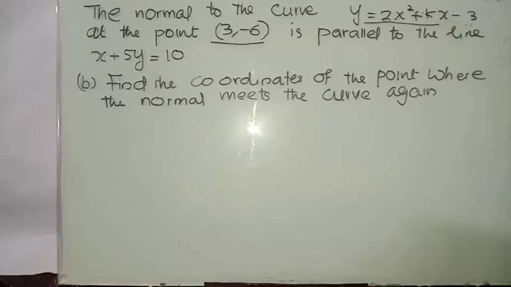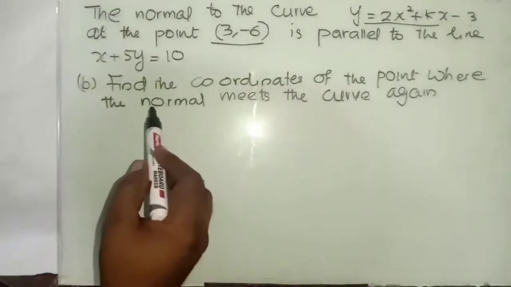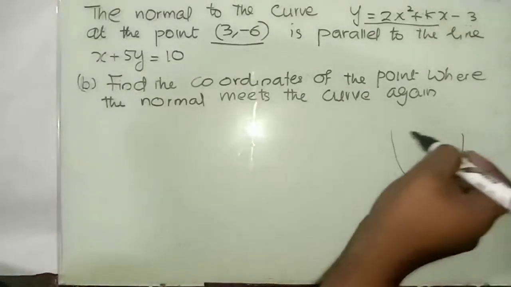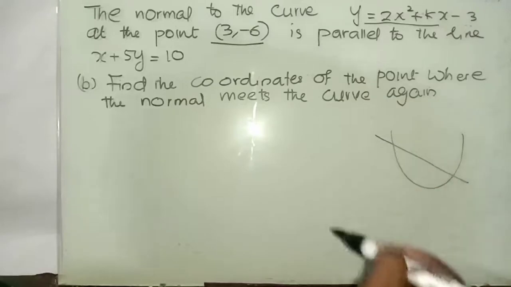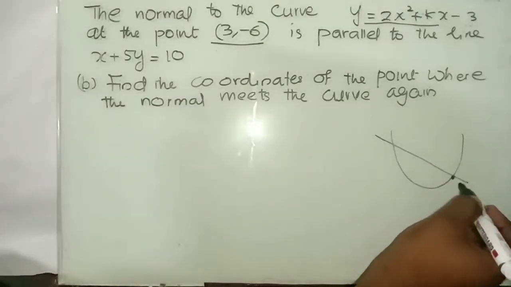Okay. Part B is: find the coordinates of the point where the normal meets the curve again. So this question is also related to normal. We have to find the coordinates of the point where the normal meets the curve again. So already the normal meets at the point 3, minus 6.